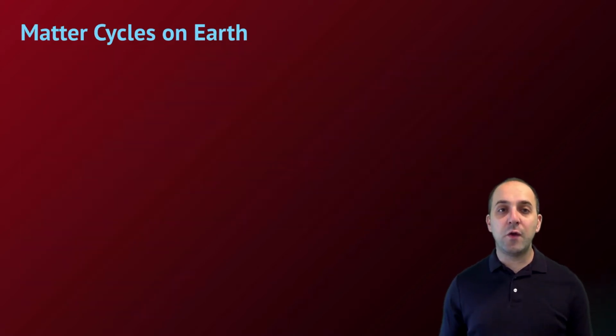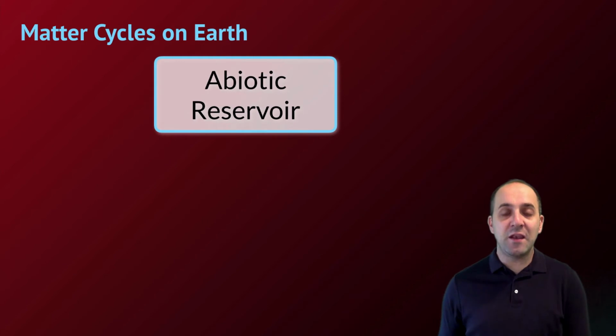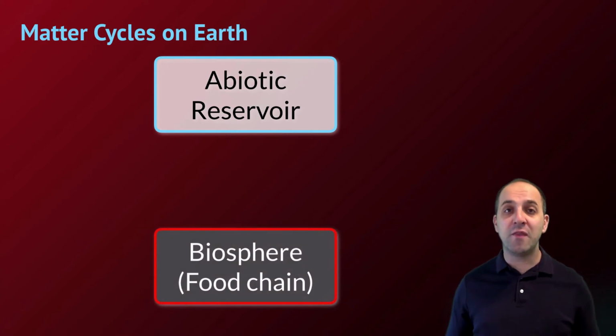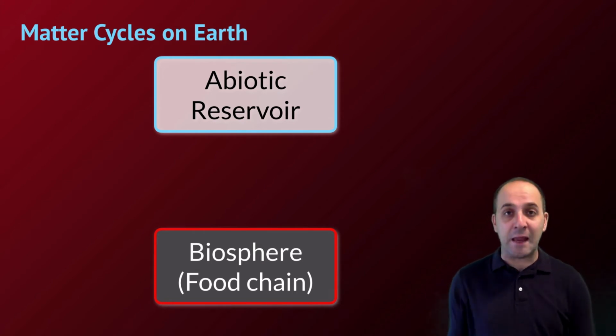Now let's get into it and talk a little bit about the various matter cycles that living systems are part of on the Earth. Before we do that, just understand that in any matter cycle, we're going to have a movement from some sort of non-living or abiotic reservoir into the biosphere of the Earth. And by the biosphere, we're really talking here about the food chain. Some organism is going to intake those elements from the abiotic reservoir, and then other organisms are going to get access to those elements by eating each other.